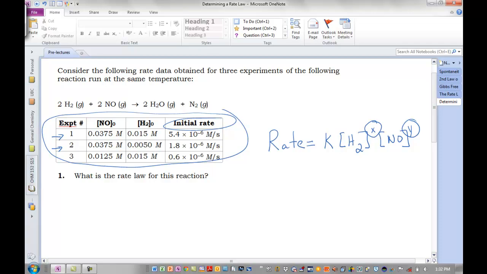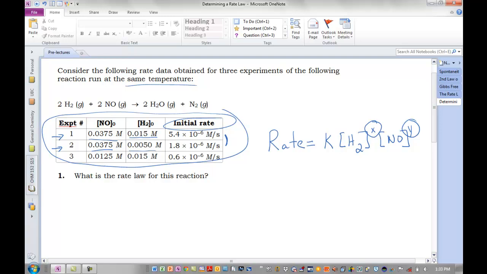let's start with experiments 1 and 2. What you'll notice is that the NO concentration stays the same at 0.0375. So this change in rate that we observed between experiments 1 and 2 was not caused by NO. It could only have been caused, assuming we keep the temperature constant. Let me point that out. These are at the same temperature. Okay, temperature, if we raise the temperature, typically the rate will be faster, so we want to hold temperature constant. And we change the concentration of hydrogen, and the rate changes. Okay, so any change in rate is only due to the hydrogen concentration.